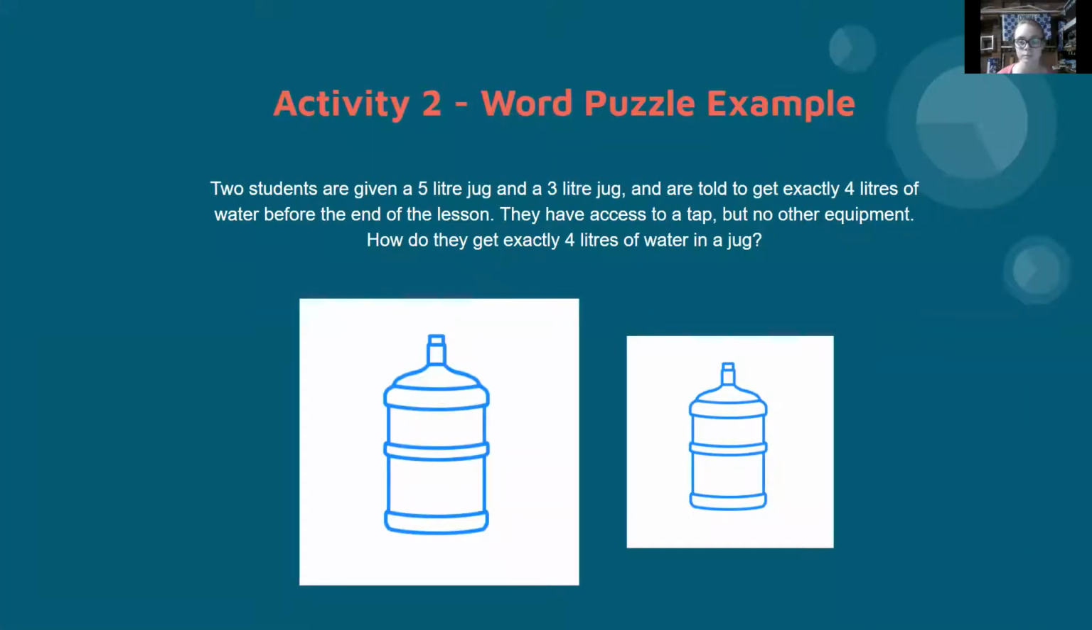This is a popular word problem for you to practice. 2 students are given a 5-litre jug and a 3-litre jug and are told to get exactly 4 litres of water before the end of the lesson. They have access to a tap but no other equipment. How do they get exactly 4 litres of water in the jug? You can pause the video now before I walk you through one way to answer the question.